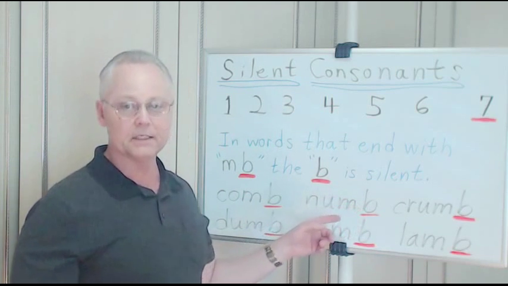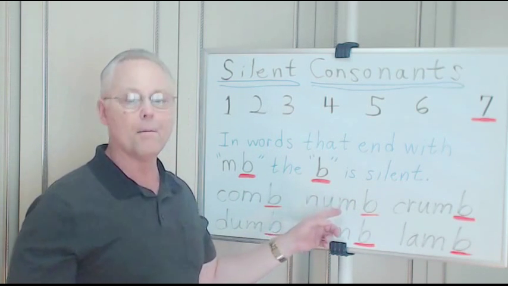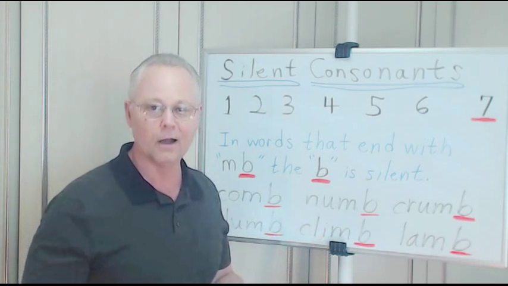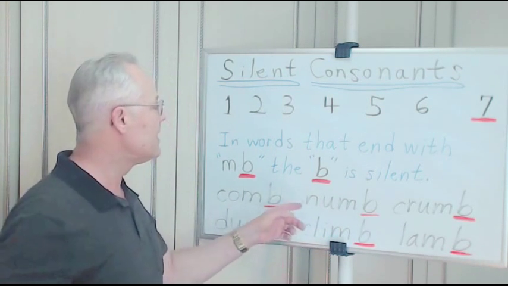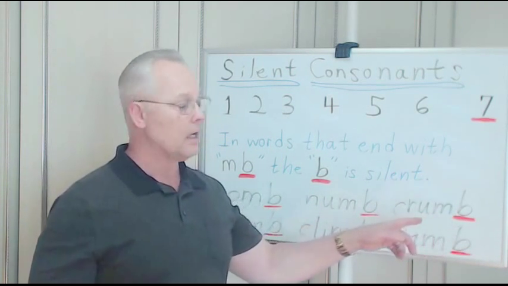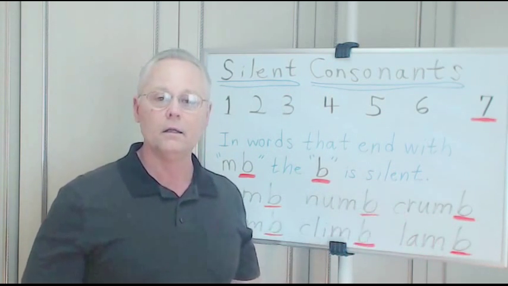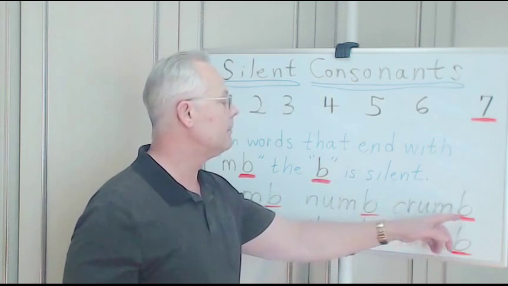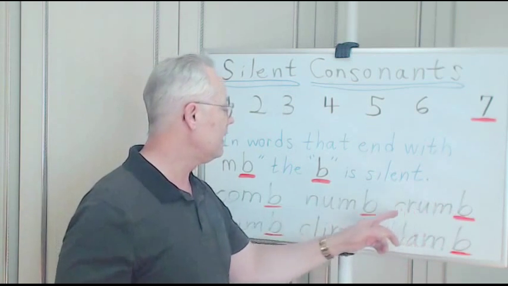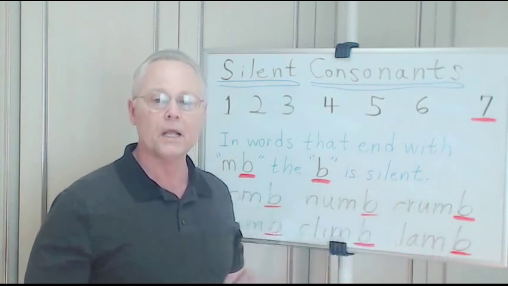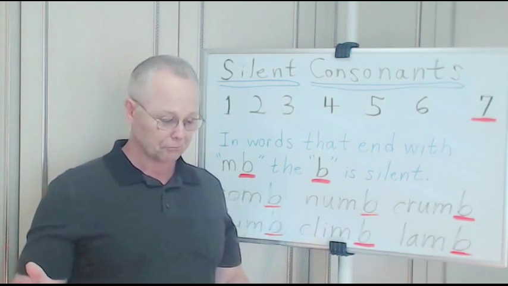N-U-M-B, the B is silent. Numb. It's not a long U. Short U. Numb. How about the word crumb? C-R, cr, crumb. U-M with a silent B. Again, we have the same sound as in numb, but crumb. Now, what is a crumb?